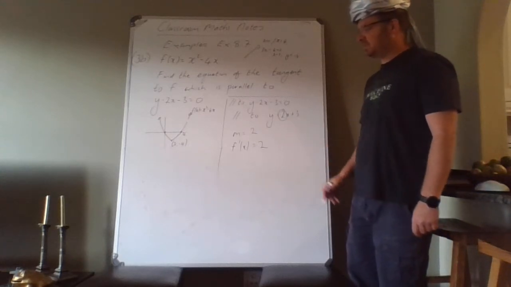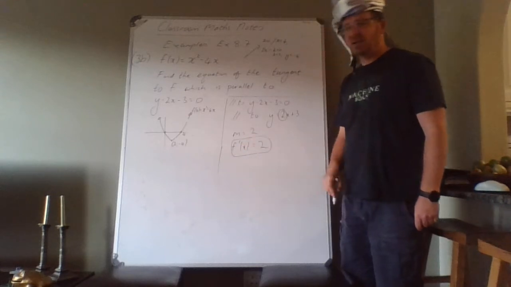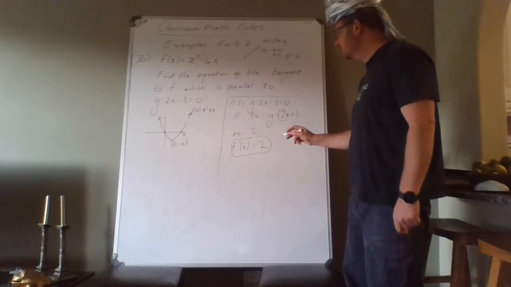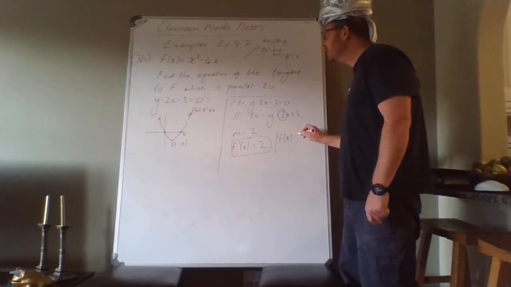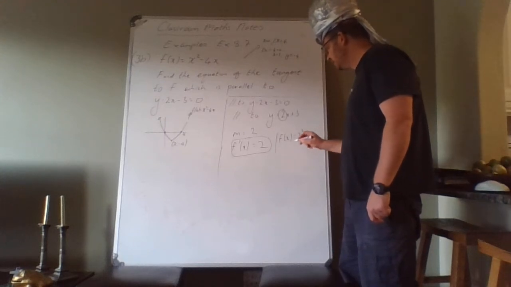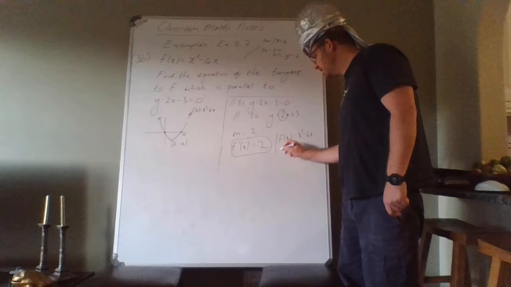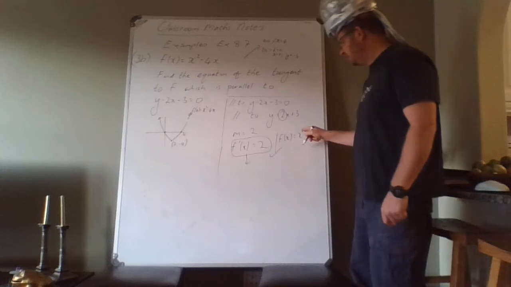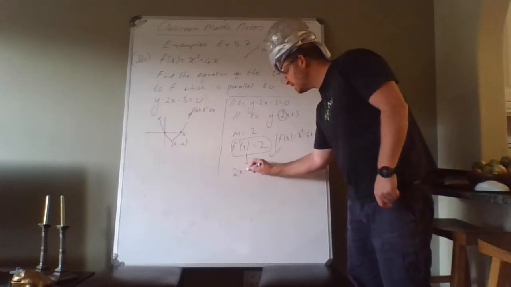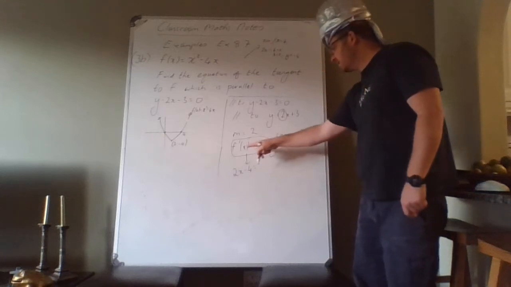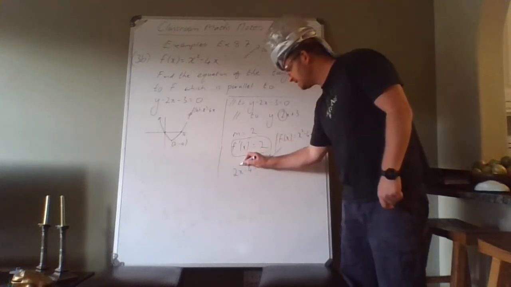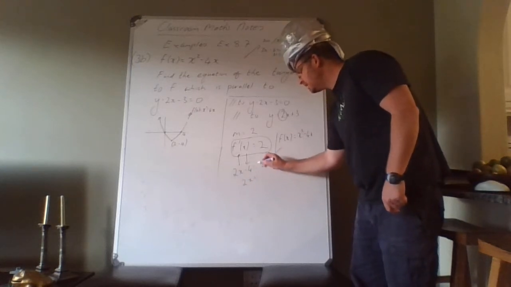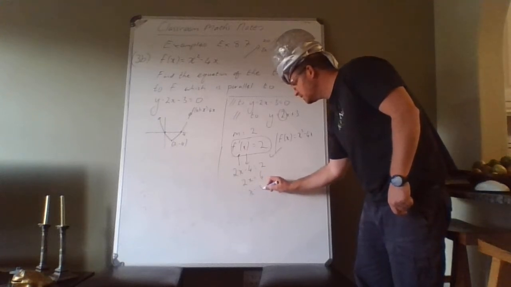So I've got the gradient is equal to 2. Now I'm going to use this to find out what the x value is. So f dash of x is equal to 2. We know that f of x is x squared minus 4x, so the derivative is f dash of x is 2x minus 4, and that must be equal to 2. So I get 2x is 2 plus 4, which is 6. So x is equal to 3.